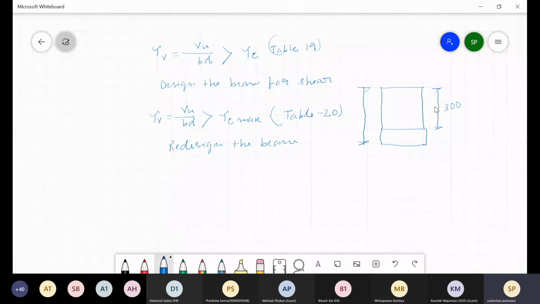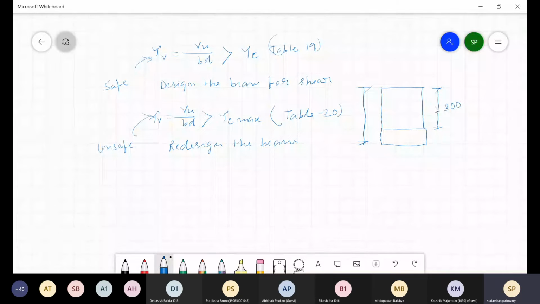So always, when the question says design the beam, you have to check whether the beam is safe from the shear point of view. This is unsafe from the shear point of view. This is safe, that's why you go for shear design. But this is unsafe, so what you have to do is increase the depth.